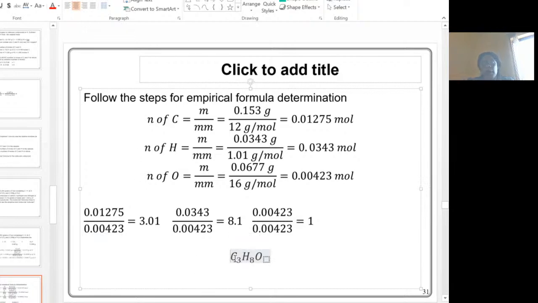Right. So that's how we actually determine the empirical formula, and I hope it's clear. Those who would want to use the first method are free to do that, and those who would want to use this second method are also free to do that. Okay.